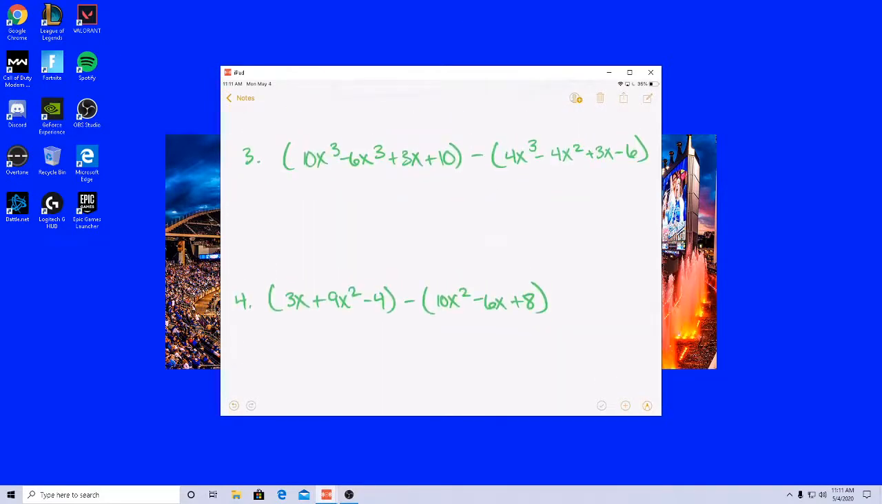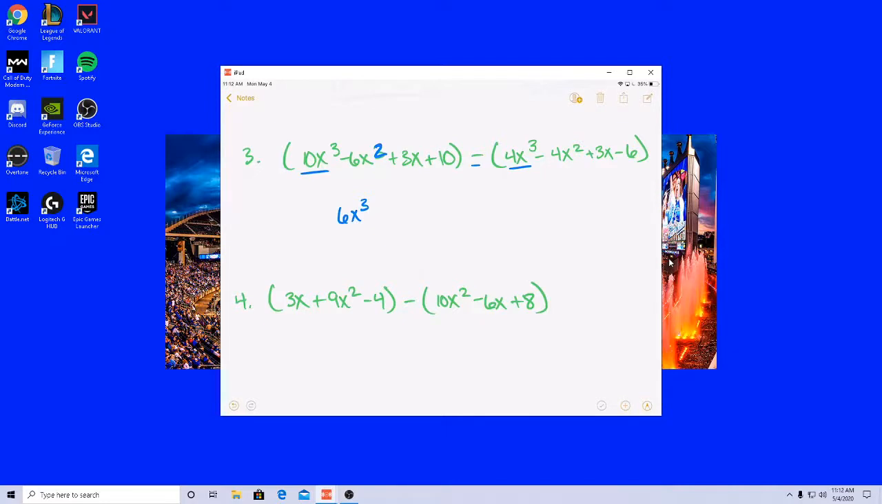Two more examples. This one is subtraction in the middle, so make sure you pay attention to what's happening in between them, what arithmetic is taking place. I have a 10x cubed minus a 4x cubed. That is a 6x cubed. And this one, like you just saw, started with x cubed instead of x squared. And this is supposed to be an x squared. Trying to keep it simple for us. That is something that could happen, but not today.